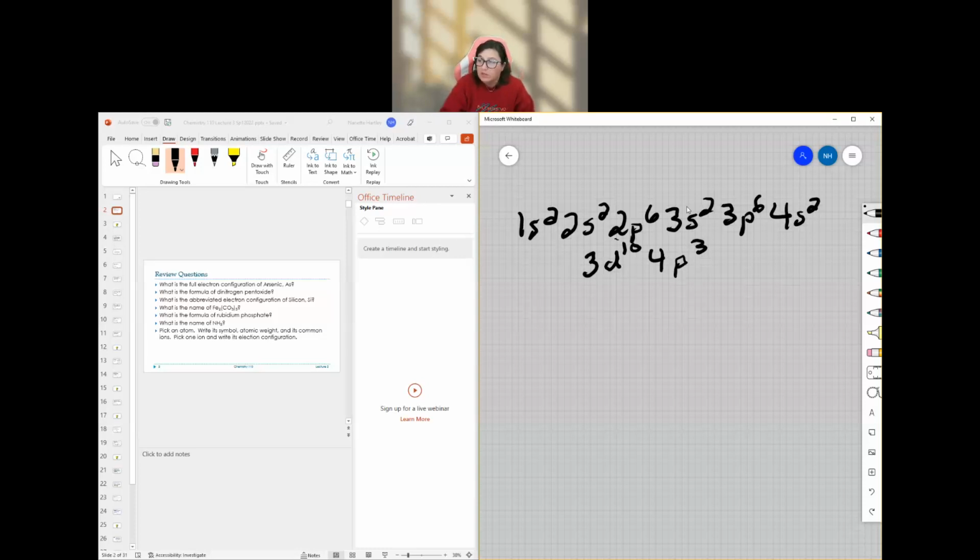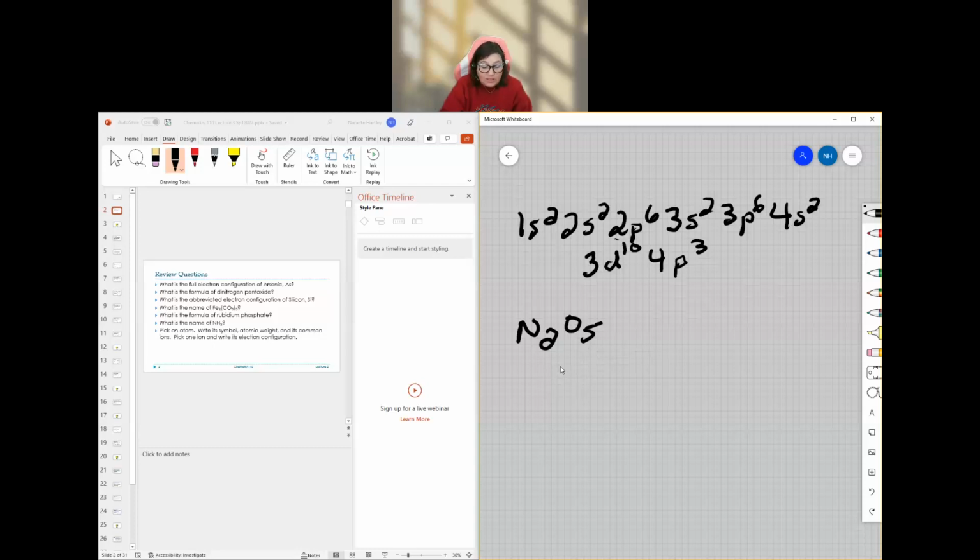What is the formula for dinitrogen pentoxide? N, there's 2 of those, oxide, penta is 5. So N2O5. What is the abbreviated electron configuration of silicon?